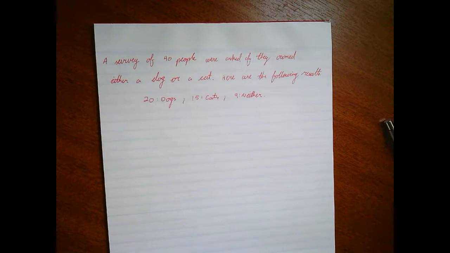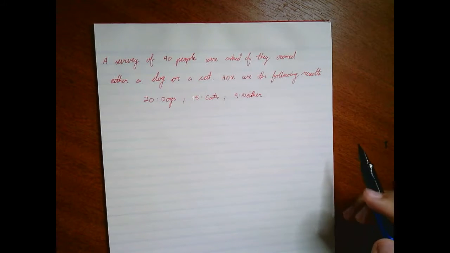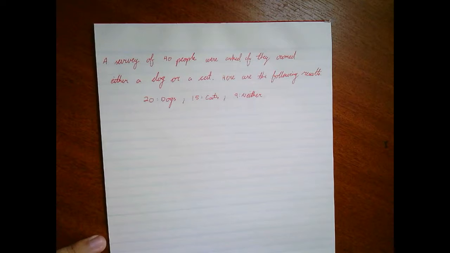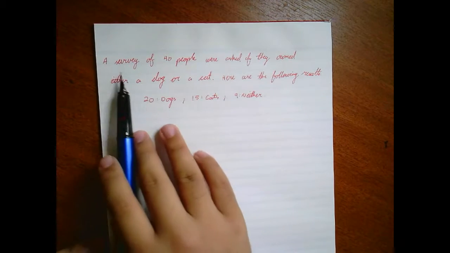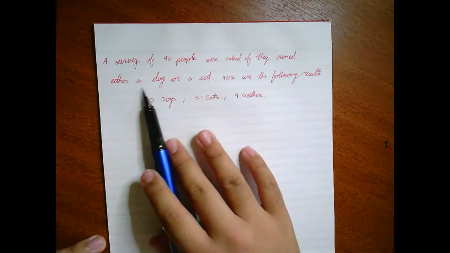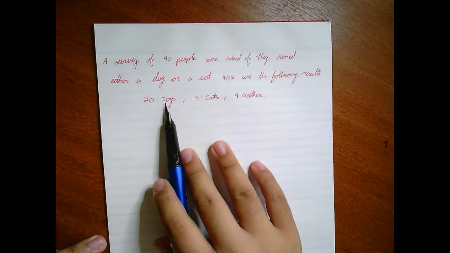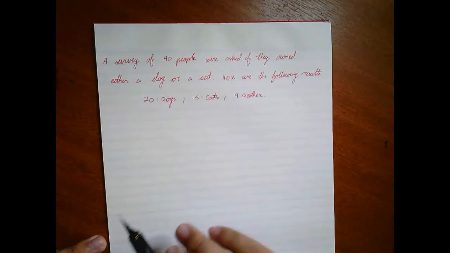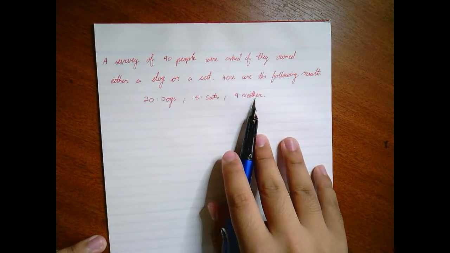Hello class, this is a video tutorial on understanding Venn diagrams. So we'll take this as our example so we can get our head around it. A survey of 40 people were asked if they owned either a dog or a cat. And here are the results. 20 were dog owners, 15 were cat owners, and 9 said they had neither.